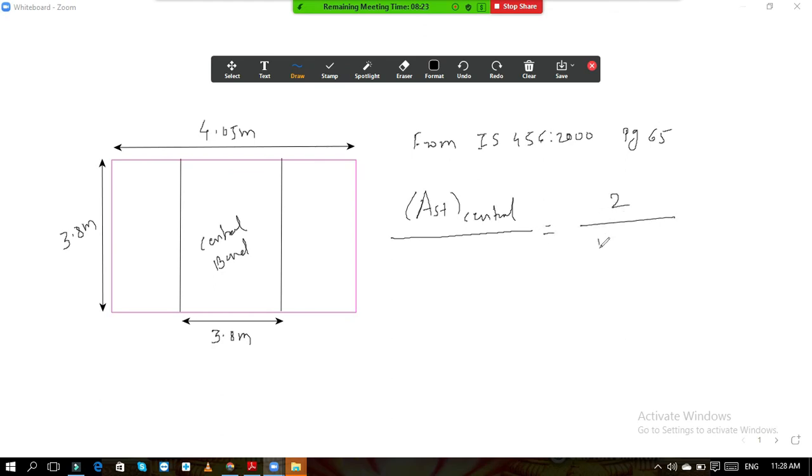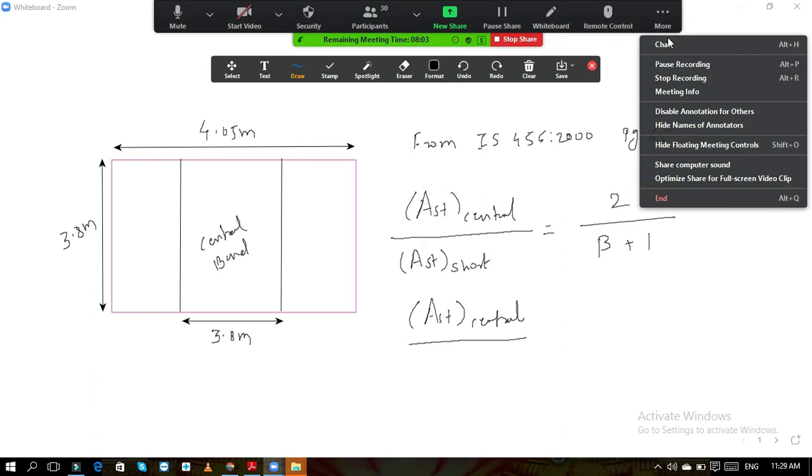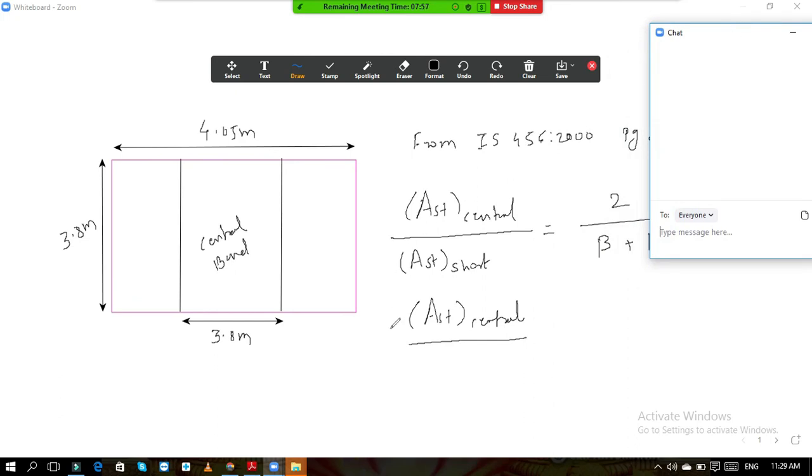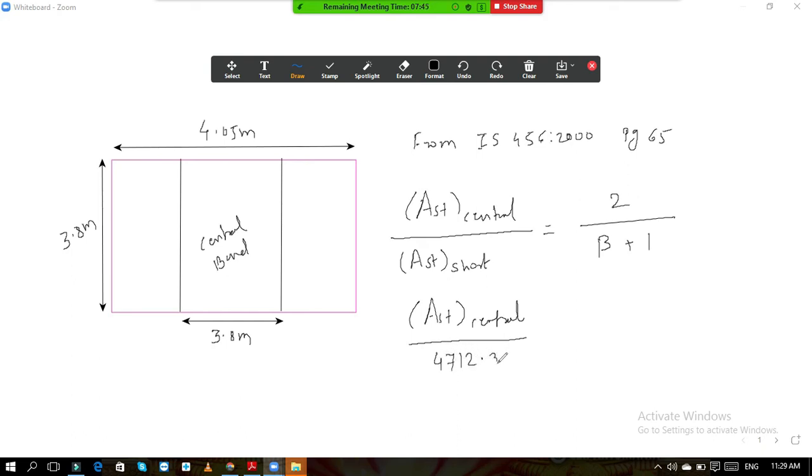2 upon beta plus 1. So here AST in shorter direction, shorter means along 3.8. What AST we have calculated? So AST central. Let me know the value fast. What was the value? 4712.38. Okay. So 4712.38 is equal to 2 divided by beta.